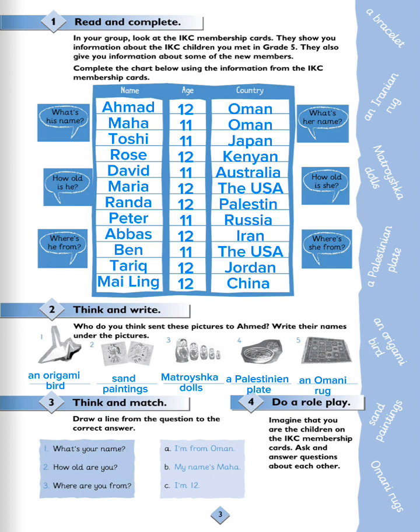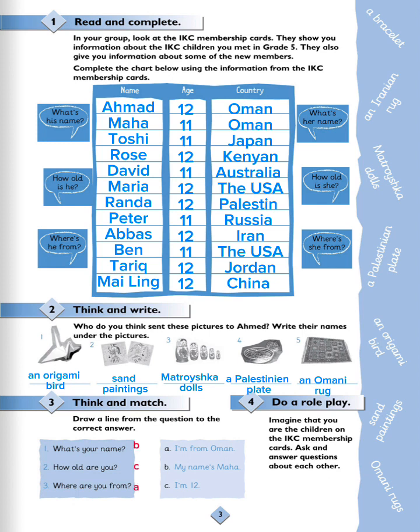Exercise number 3. Think and match. Draw a line from the question to the correct answer. Let's read the questions first. Number 1. What's your name? Number 2. How old are you? Number 3. Where are you from? Now, let's read the answers. A. I'm from Oman. B. My name is Maha. C. I'm 12.